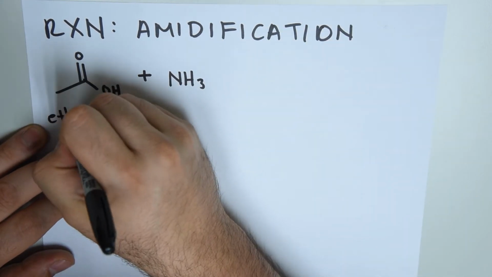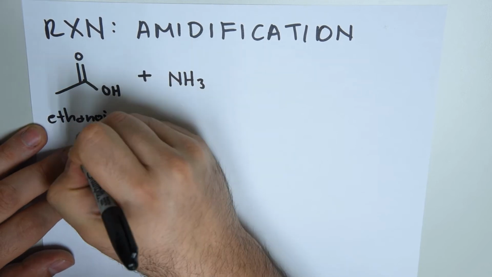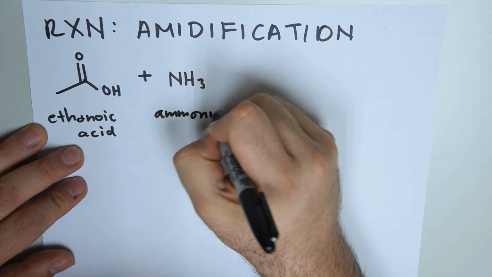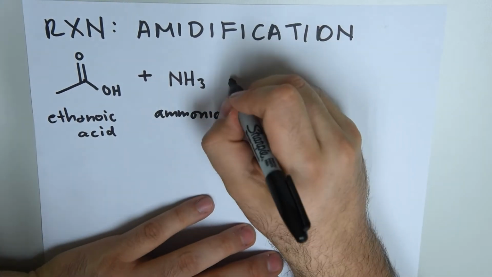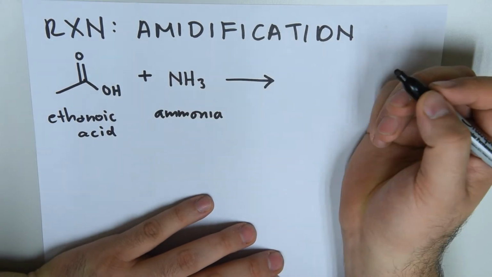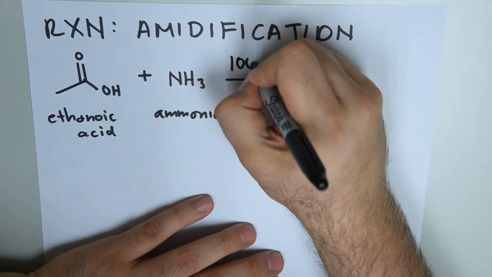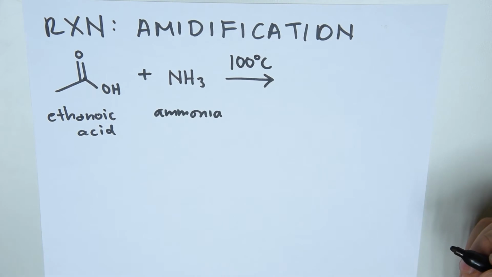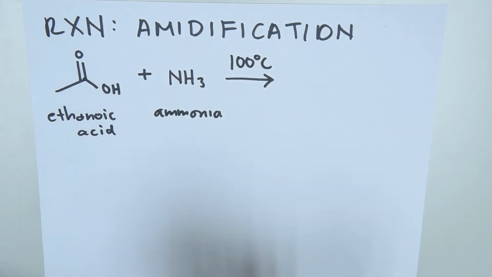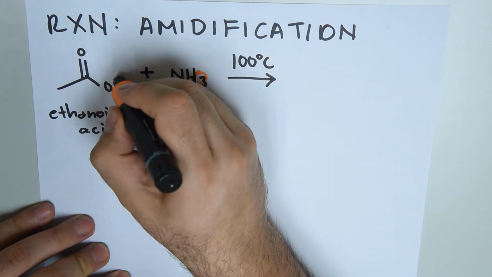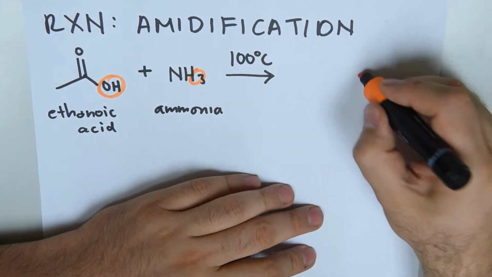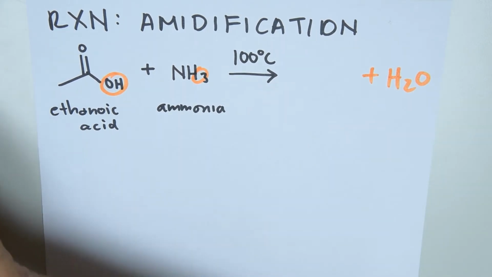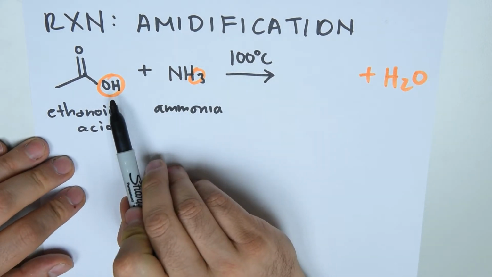So here we have ethanoic acid, and we have ammonia. And if we want to get an amide, what's going to happen here? We need some heat. We need 100 degrees Celsius. We need a little bit of temperature to start the reaction as a catalyst. And again, like in previous reactions, one of these hydrogen atoms is going to go with the OH. And what are they going to produce? Water. Other than that, the only thing that happens is that the nitrogen is going to substitute the hydroxy group.